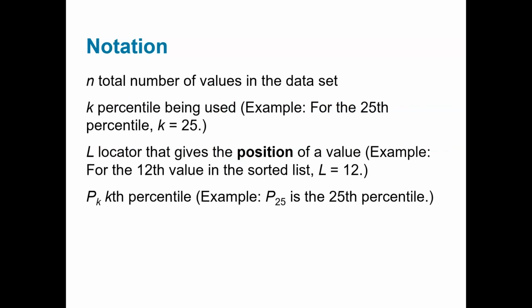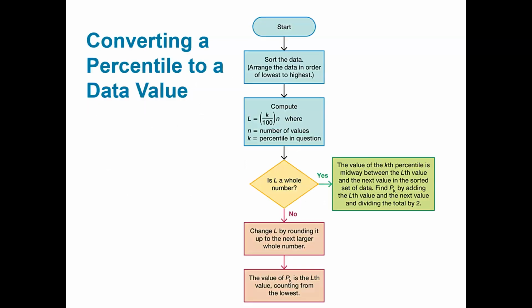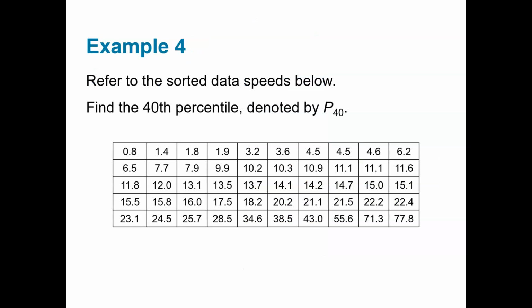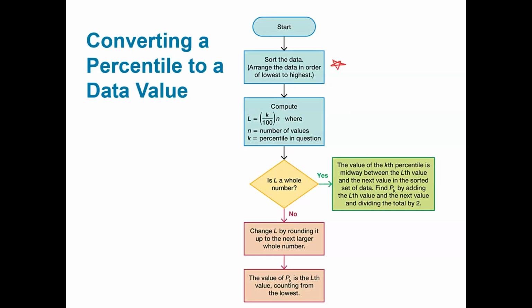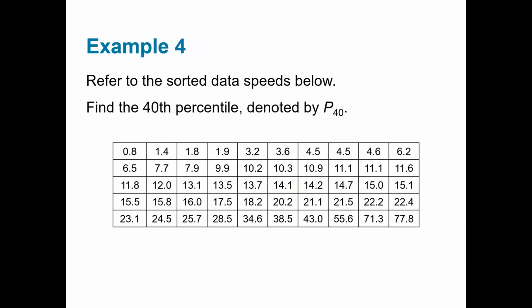Now, we're going to use a little bit more notation here, and the reason we do that is because what happens if we have a percentile and we want to know what data value it corresponds to? So this is the procedure to do that, and it seems really difficult and hard, but we're just going to take it piece by piece here. So referring to the sorted data, so super important, step 1 here, sort the data, arrange it in order from lowest to highest. Find the 40th percentile denoted by P of 40.